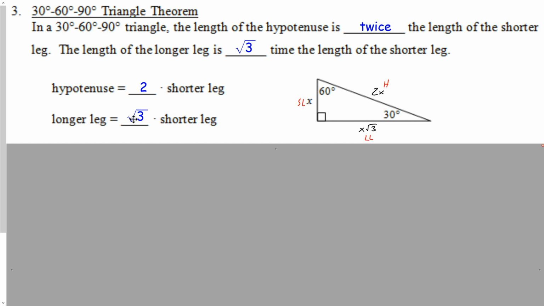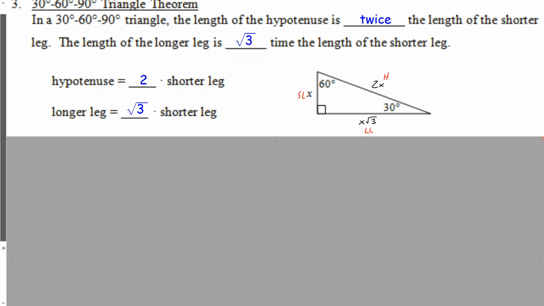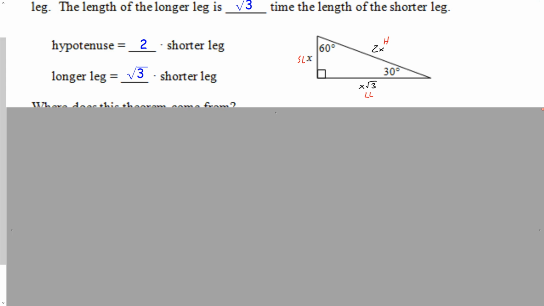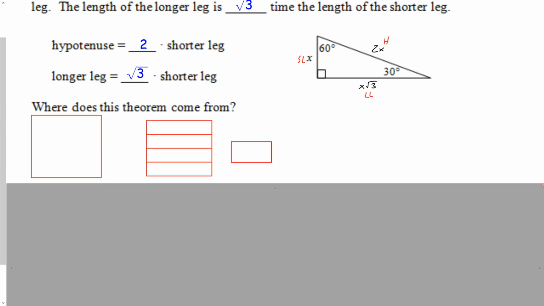So again, this generic side length triangle is something that you're going to want to study and make sure that you can remember so that you can use these properties to help you in the problems that you'll have to be able to complete. So now again, where does this one come from? Where does this theorem come from?